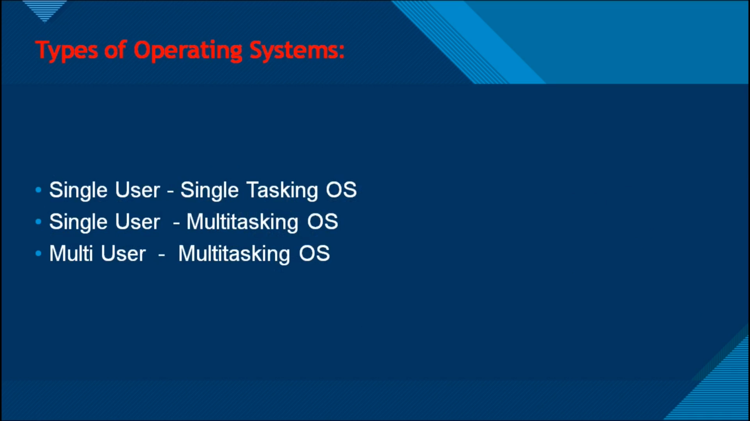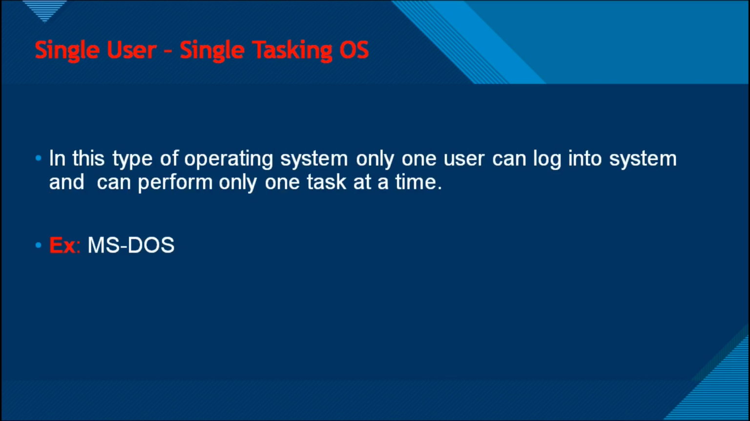Types of operating system: single user single tasking operating system, single user multitasking operating system, multi-user multitasking operating system. Single user single tasking operating system: in this type of operating system, only one user can log into the system and can perform only one task at a time. Example: MS-DOS.